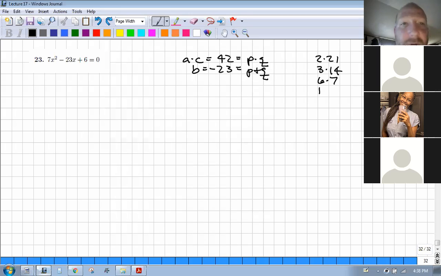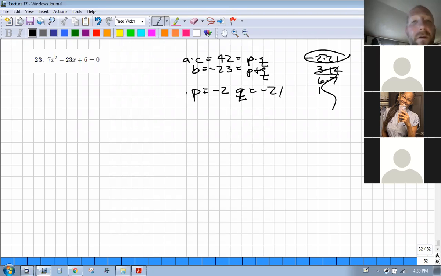7 times 6 is 42. So yeah, the very first one, right? If they're both negative, they add to be -23. So -2 and -21. So we didn't need these. So I can rewrite this -23x as a -21x and -2x.